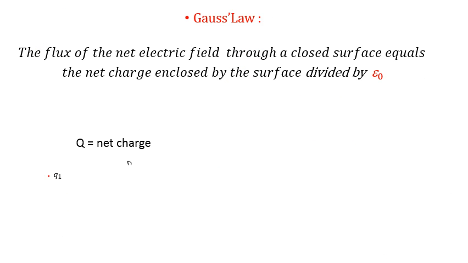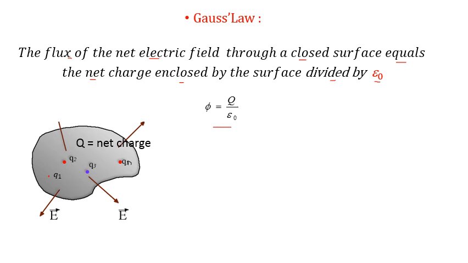Gauss law. See what the statement is. The flux of net electric field through a closed surface equals the net charge enclosed by that surface divided by epsilon 0. This is the mathematical form of Gauss law. If a number of charges are enclosed in the surface, some positive, some negative, Q is the net charge. So using this formula, we can find out the total flux.